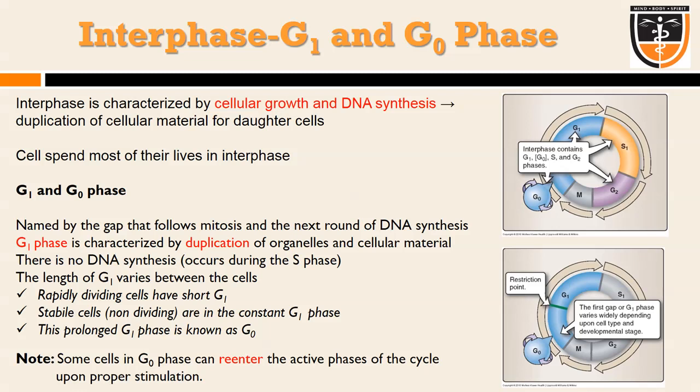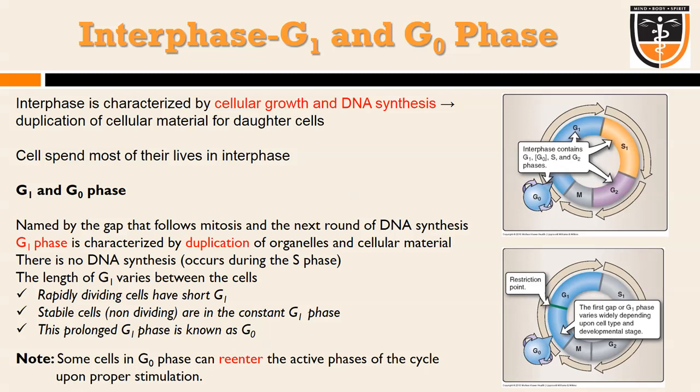So that is the gap phase, gap 1 phase. Please understand that G1 phase is characterized by complete duplication of organelles, complete duplication of proteins, but very importantly, there is no DNA synthesis. It will occur in S, synthesis phase, the next phase. Right now, the cell is just getting bigger, fatter, ready to divide. Okay, so this is G1 phase.